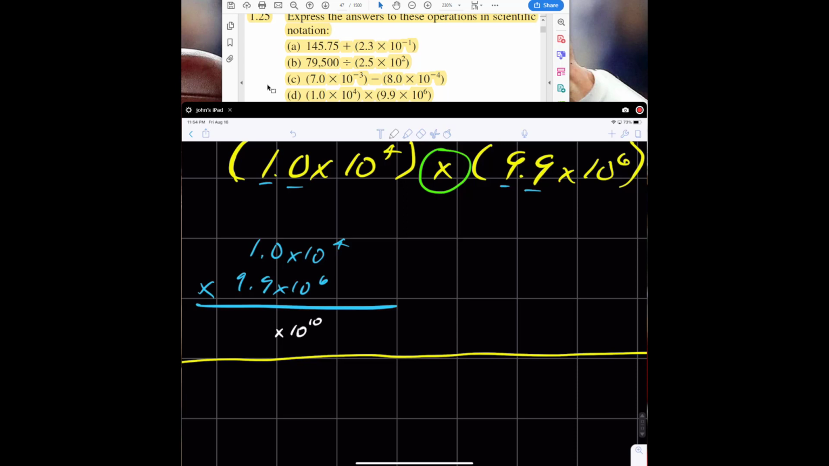So 1.0 times 9.9 is equal to 9.9, right? Anything times 1 is whatever the number is. And we have our 2 sig figs. So the book solution states 9.9 times 10 to the 10 is correct.